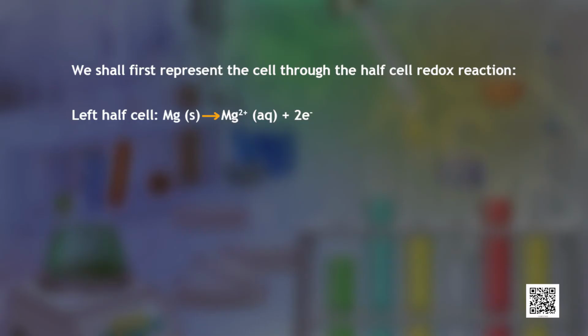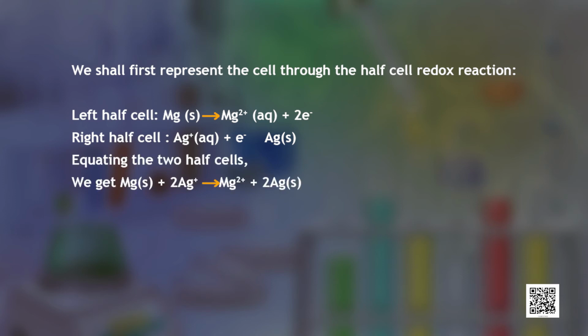Let us take another example of magnesium and silver electrode. We shall first write the cell through the half cell redox reaction. Left half cell represents the oxidation reaction when magnesium loses 2 electrons, while the right half cell represents the reduction reaction when silver ions gain the electrons. Equating the two half cells, we get the reaction as magnesium plus 2 silver ions gives magnesium ions plus 2 silver.